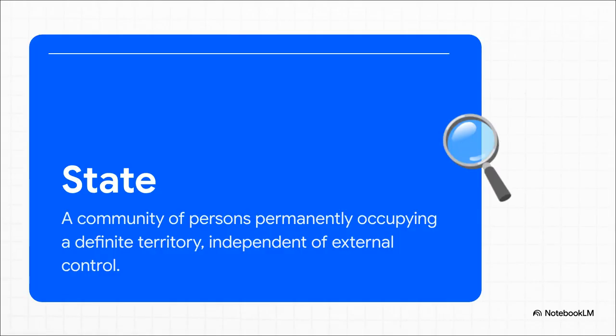And here's a classic definition from J.W. Garner that really nails it. He breaks it down for us. You've got a community of people on a fixed piece of land who are independent from outside control. And this is the key part. They have an organized government that people generally obey. This gives us all the ingredients we need.